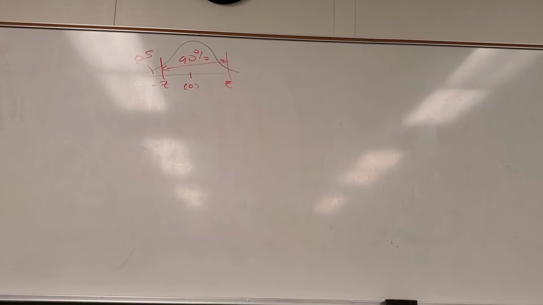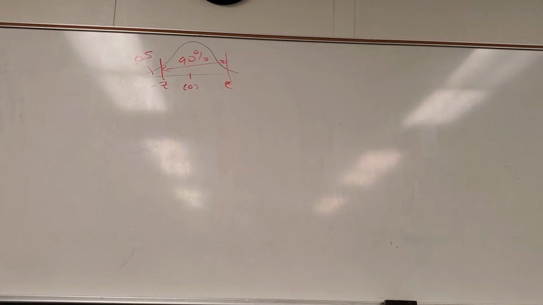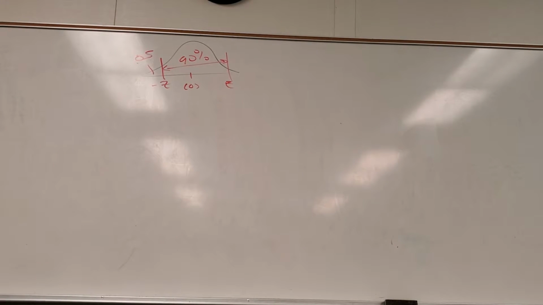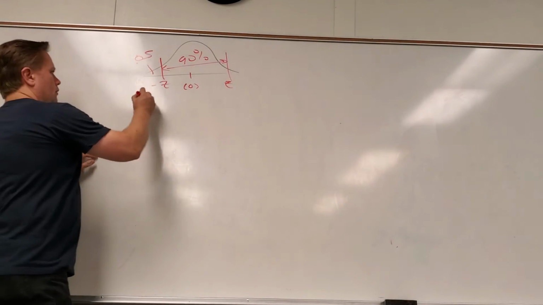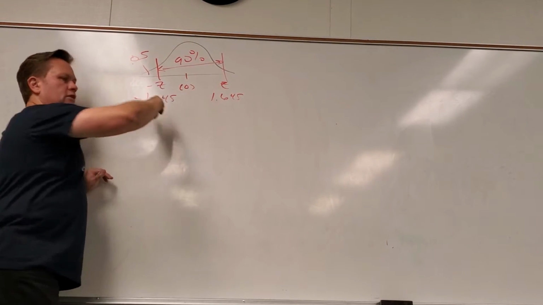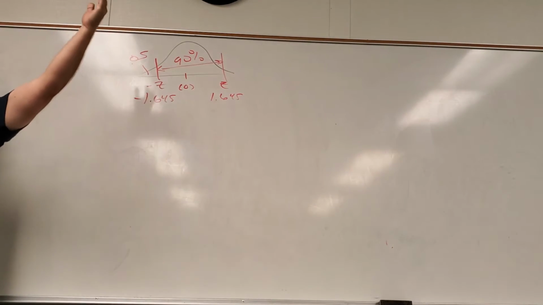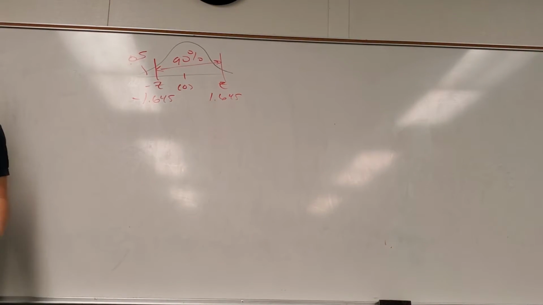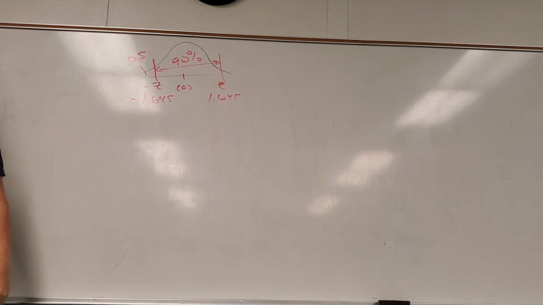Okay. Real quick, watch this. I might as well just show you this right now. This is what I call a little baby chart. 90%, 1.645. I'll bring that back up in a minute. So between 1.645 and -1.645, there's 90% of the information in a normal curve.